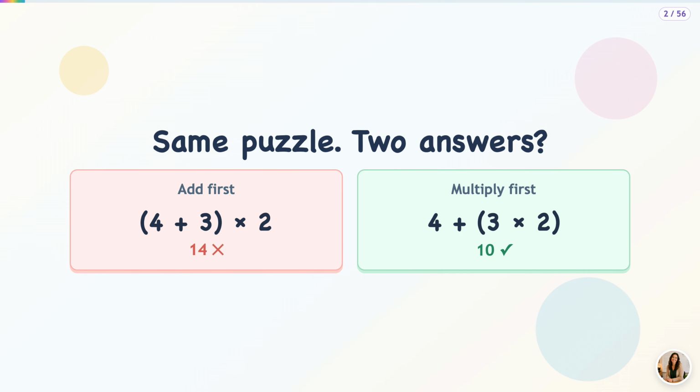Without a shared rule, people can read the same expression in different ways. Adding first gives 14, multiplying first gives 10. Math needs one fair order so everyone understands the puzzle the same way.